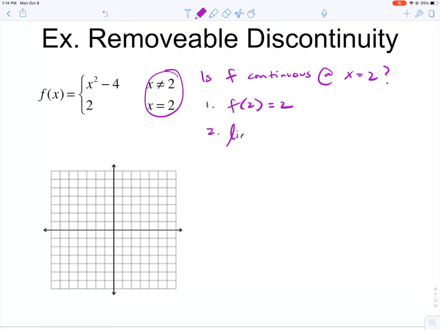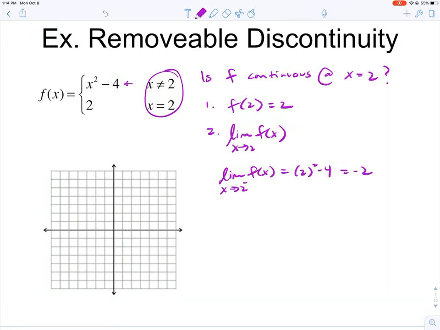And then we take the limit as x approaches 2. This is a piecewise function, so why don't we take the one-sided limit? The limit as x approaches 2 from the left. We can actually end up substituting into this first piece here, because the graph everywhere except for x equals 2 will look like x squared minus 4.